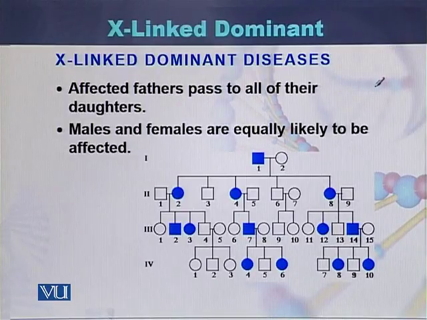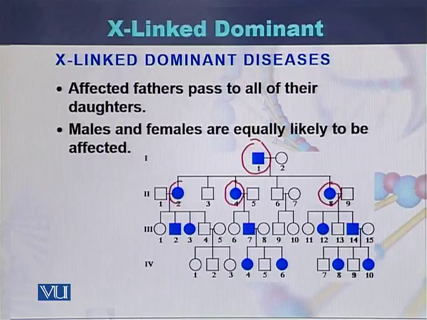In this case, we can see that the affected father passes the disease to all of their daughters. Here, the father is affected, and all the daughters born to this individual are affected. So all the daughters here are affected. Males and females are equally likely to be affected. So in this pedigree, we can see that males and females have equal proportion, they are equally affected.